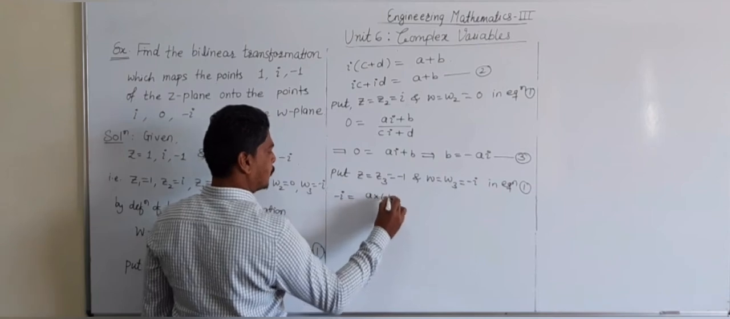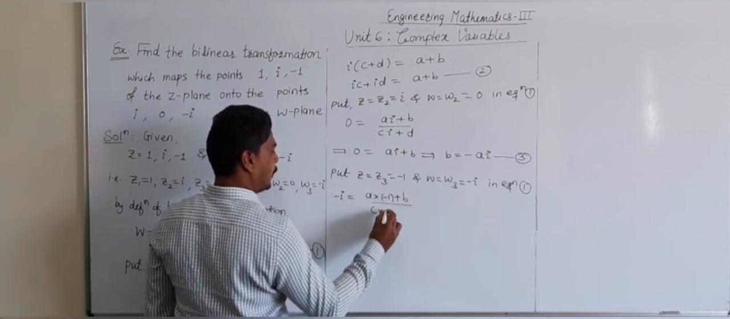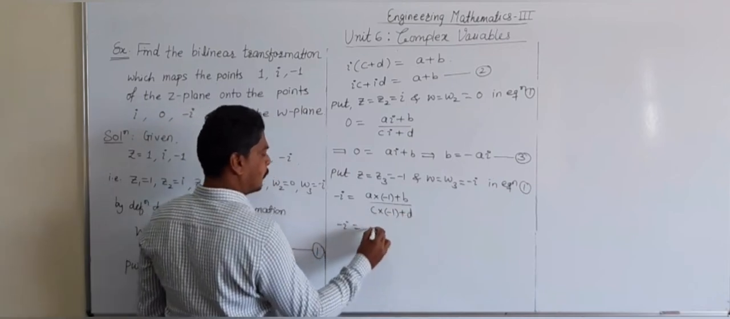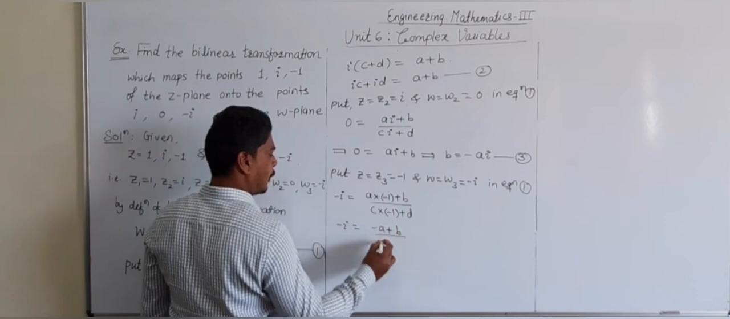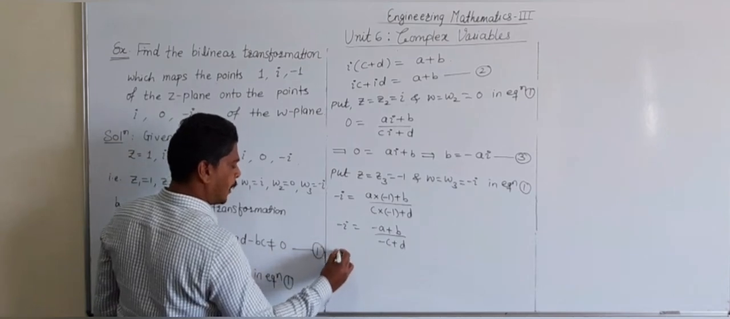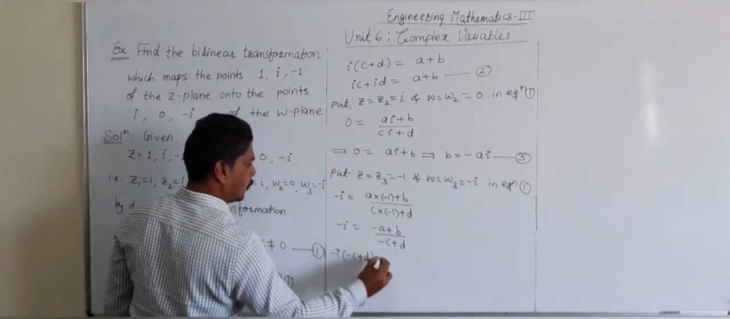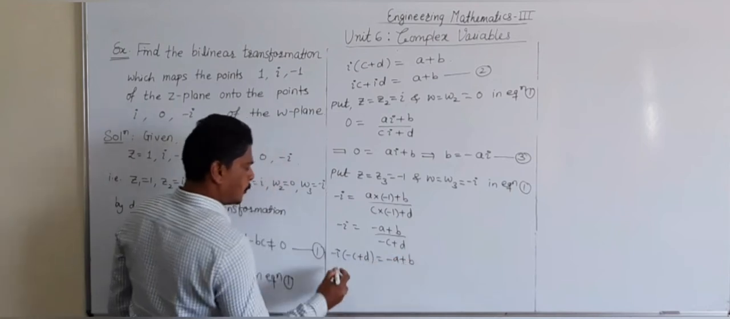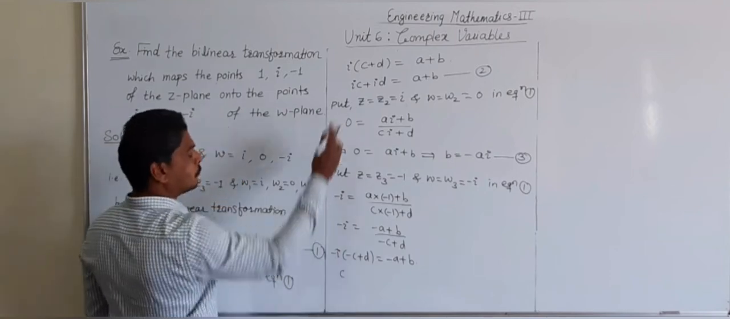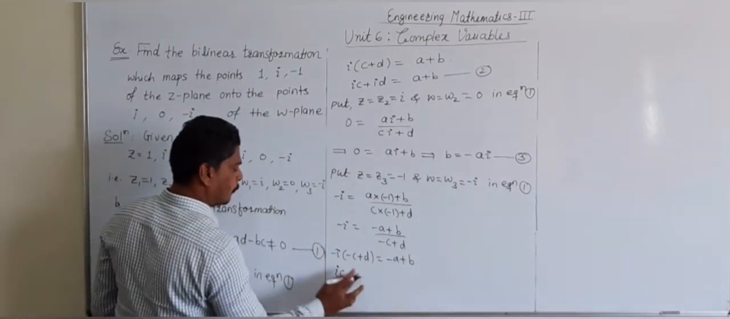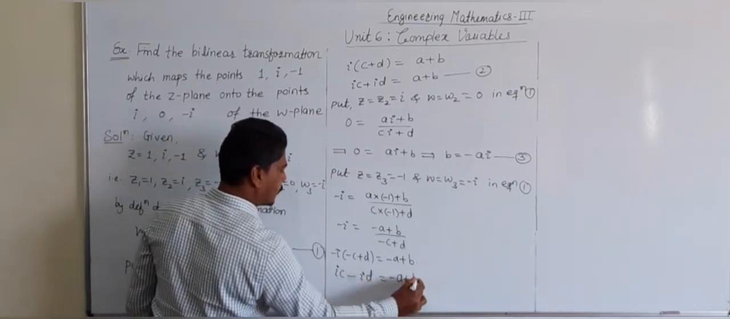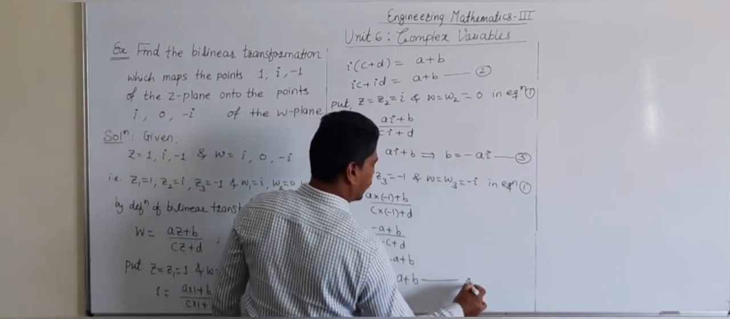So (A into minus 1 plus B) divided by (C into minus 1 plus D). And simplifying this, we get minus i is equal to (minus A plus B) divided by (minus C plus D). And after shifting this denominator toward the left side, we get minus i into bracket (minus C plus D) is equal to minus A plus B. So this becomes minus i into minus C becomes Ci, or iC. Plus into minus becomes minus i into D is equal to minus A plus B. And now this becomes our equation number 4.